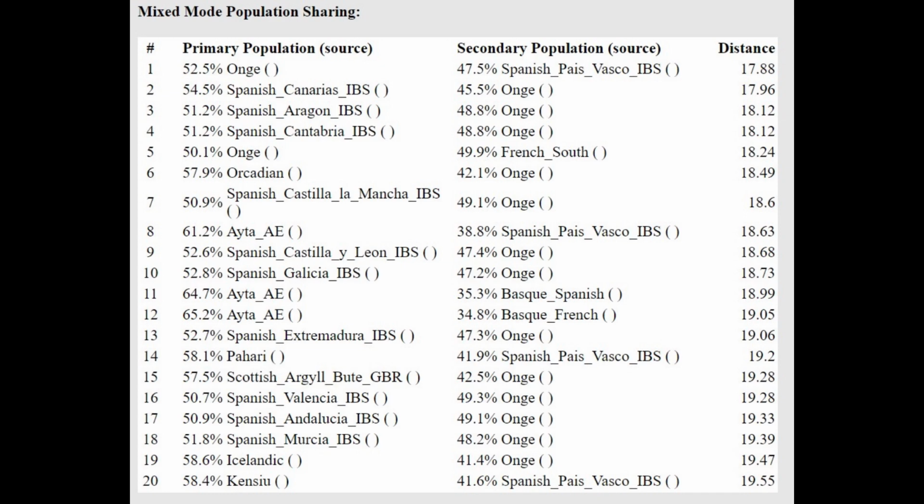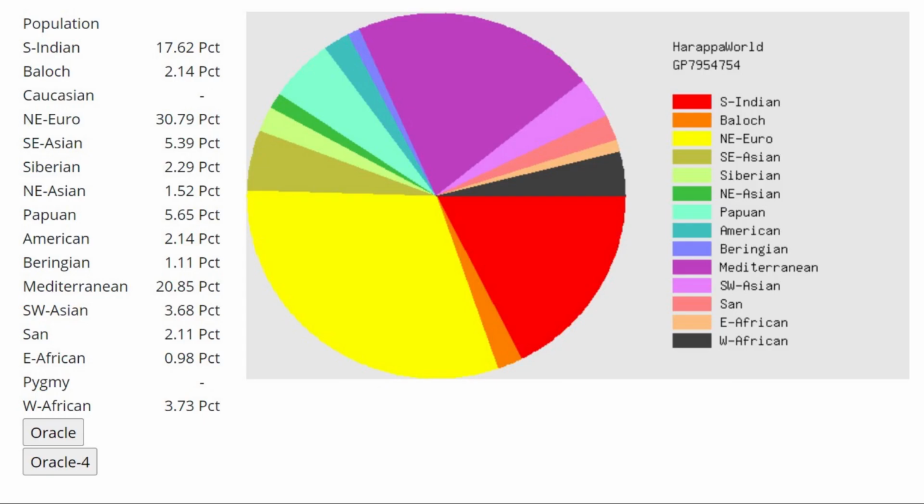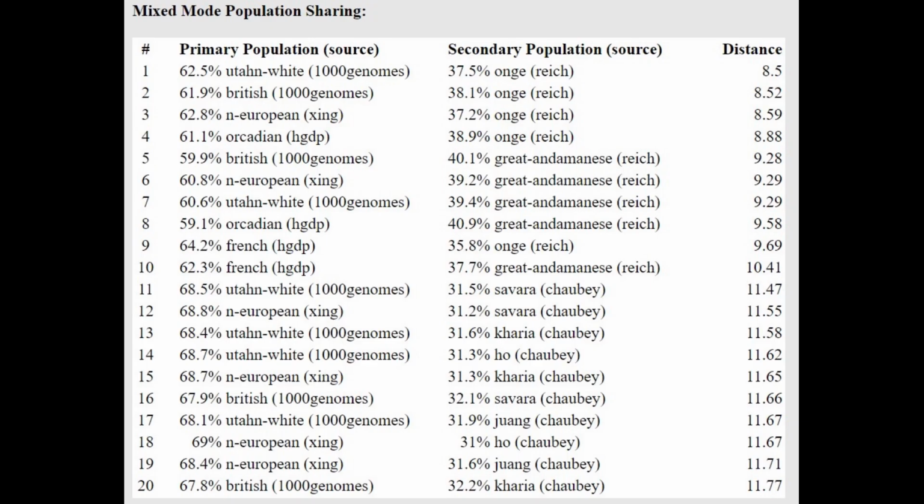A very interesting result. And this is what he scores with Harappa World. Here we can see once again a lot of South Indian, 17.6%. There is also quite a lot of Papuan and Southeast Asian. If you add them up, that's going to be like 35% of his ancestry in total, and he's also scoring some African. With the oracle, this individual is modeled as a mixture of white from Utah plus Onge, or British plus Onge, or once again some kind of Western European plus Onge or Great Andamanese. So this individual clearly has a very major shift towards the extremes of South India and South Asia.